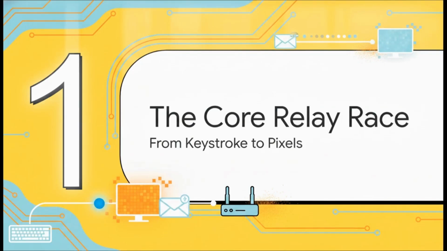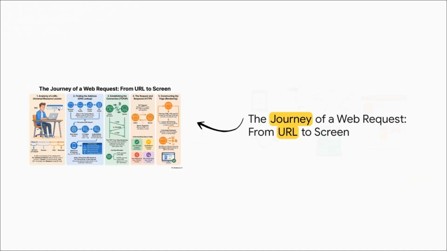All right, section 1, the core relay race, from keystroke to pixels. This beautifully illustrates our entire high-level roadmap. We're going to ground ourselves here before we zoom in and track our glowing packet of data through each specific phase. We start with the URL on the left, move through the network, talk to the server, and end up right back at the browser on the right.